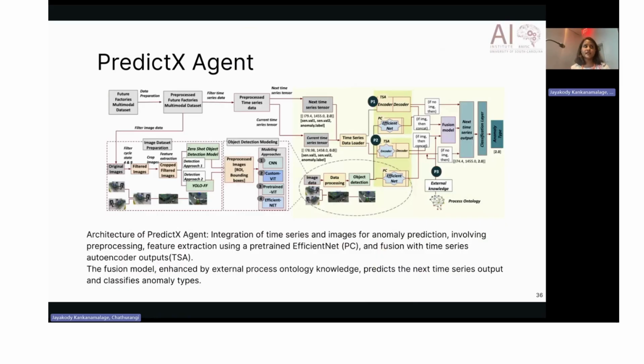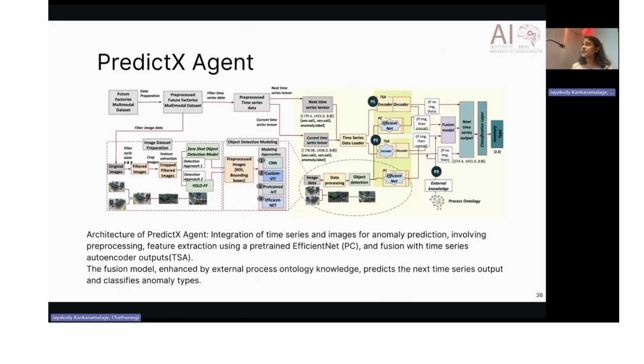In the PredictX agent, we rely on time series sensor data and image data. These are our inputs. We got them from the Future Factories multimodal dataset, which Ranjit explained. Our task is to predict the next time series values, and say whether the value is anomalous or not. And if it is an anomalous value, we predict the type of the anomaly also. So it's like a 2D prediction.